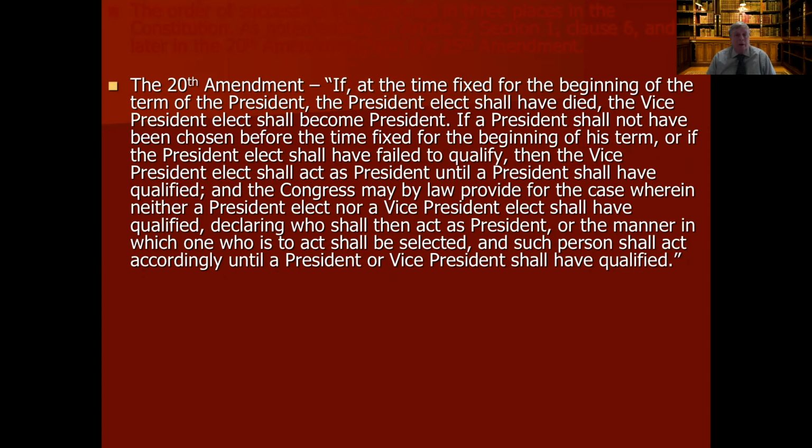If a president shall not have been chosen before the time fixed for the beginning of his term, or if the president-elect shall have failed to qualify, then the vice president-elect shall act as president until the president shall have qualified. And the Congress may by law provide for the case wherein neither a president-elect nor a vice president-elect shall have qualified, declaring who shall then act as president, or the manner in which one who is to act shall be selected, and such person shall act accordingly until the president or vice president shall have been qualified.